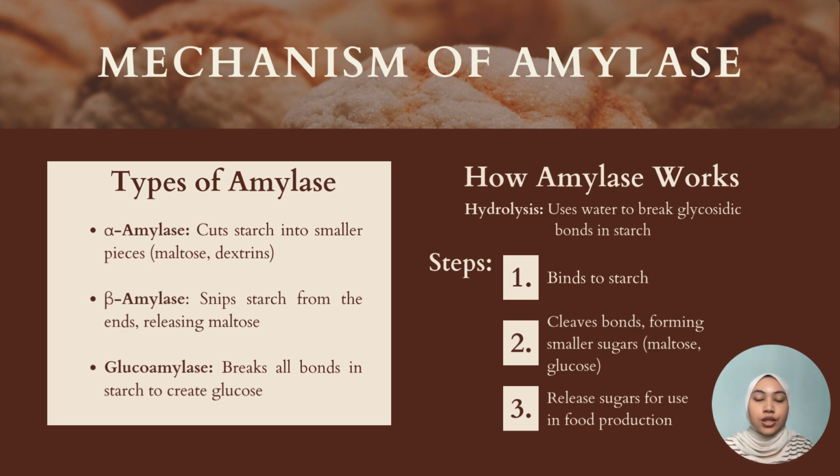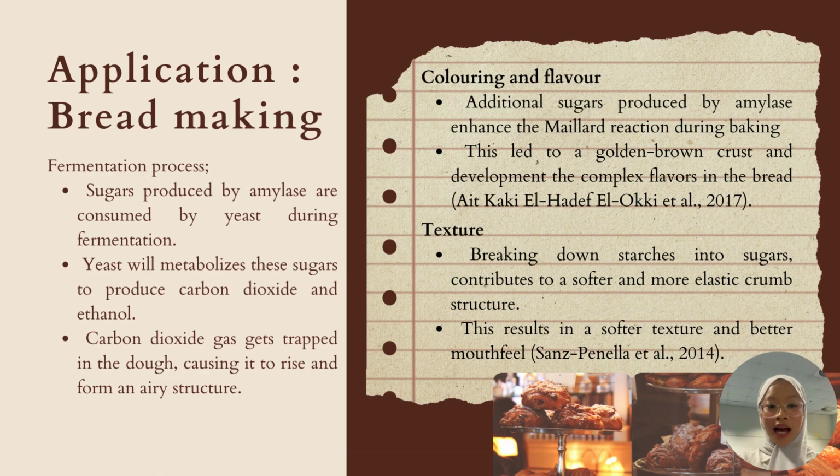Finally, the simpler sugars like maltose or glucose are released, ready to be used in food production. These sugars are essential for processes like fermentation in brewing or sweetening in syrup production. Amylase plays a key role in bread making by breaking down starch into sugars during fermentation. These sugars are consumed by yeast, producing carbon dioxide and ethanol. The carbon dioxide gas gets trapped in the dough, causing it to rise and form a light, airy structure.